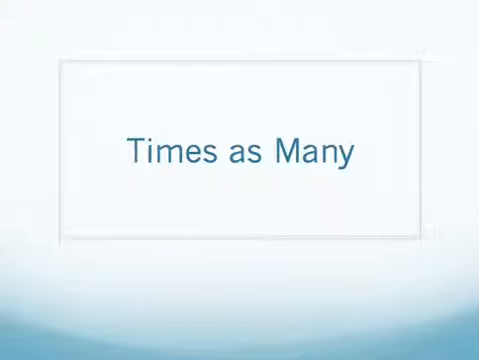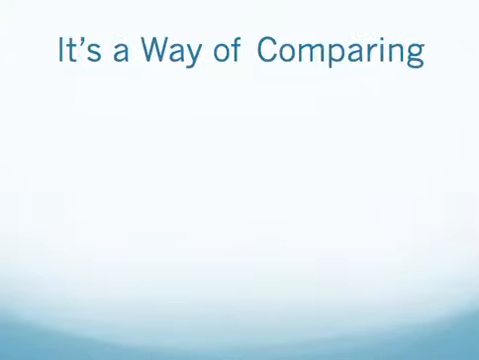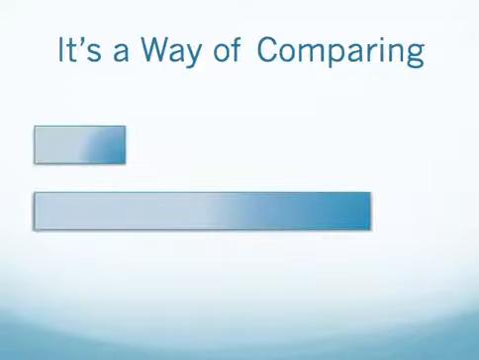So when I see times as many, I know it's a way of comparing. It's telling me the difference between two different amounts. It's going to tell me one amount, and then the other amount is times as many. So when I want to model what that means, I can draw a tape diagram. But since this is a way of comparing, I'm going to make two different tape diagrams, showing one amount and then the other so that we can compare them.